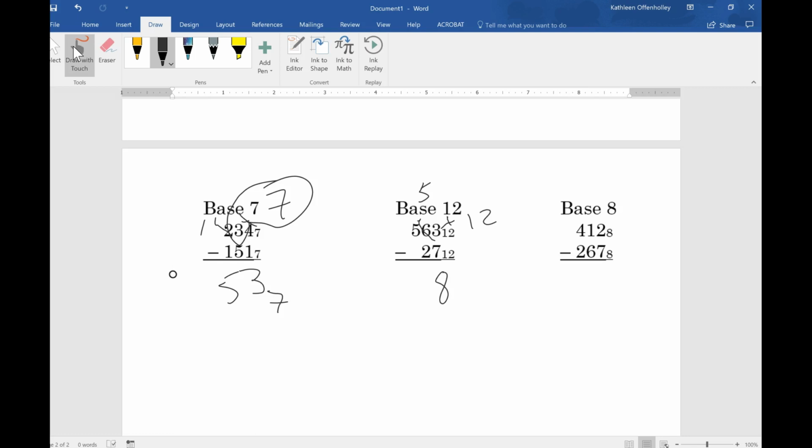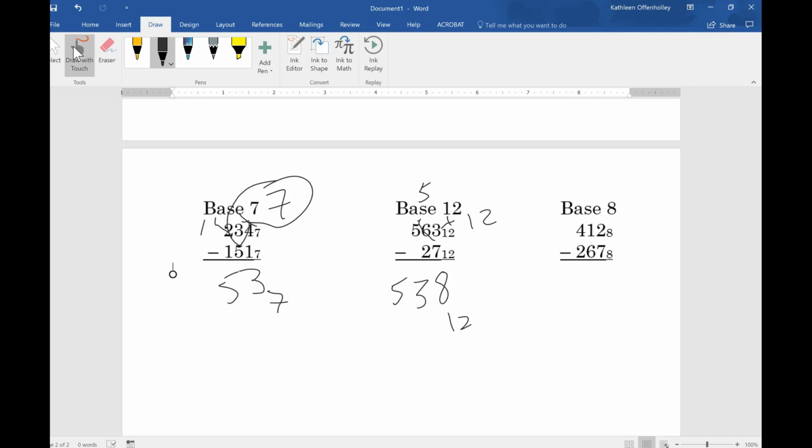And now I have 5 minus 2, which is 3. And I have that 5 there. So, and I'll remember to write in my little 12 when I'm done. So my answer is 5, 3, 8 in base 12.